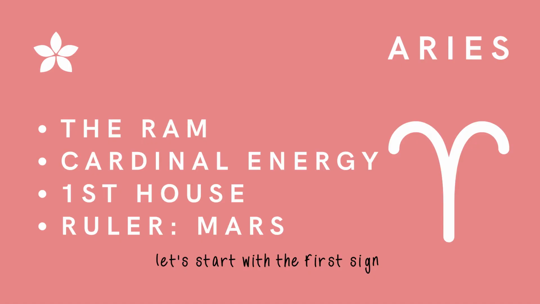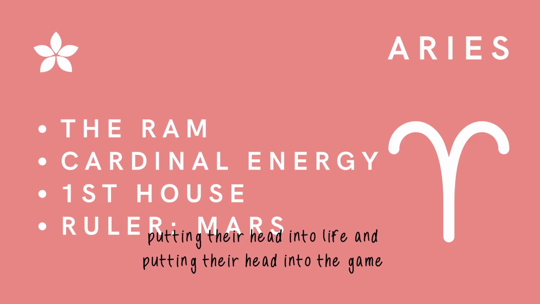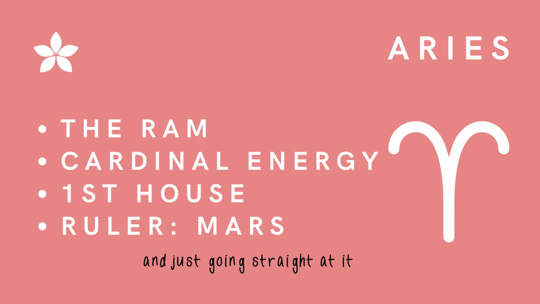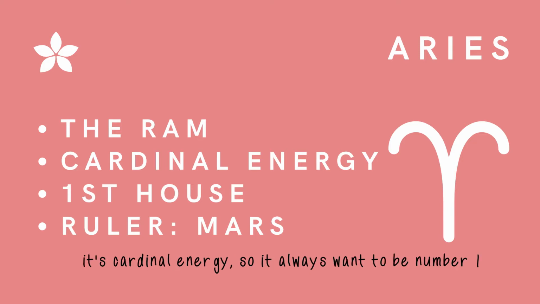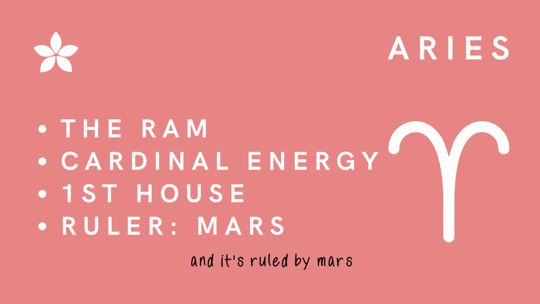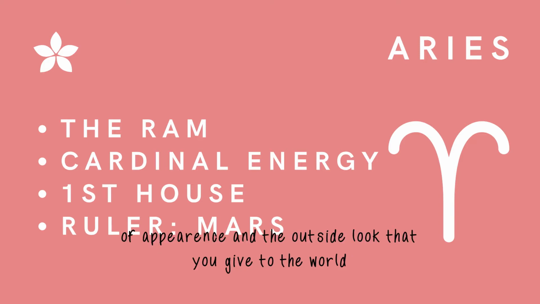Let's start with the first sign, which is Aries. The symbol of Aries is the ram, and it rules the head. So if you can imagine an Aries basically putting their head into life and putting their head into the game and just going straight at it. It's cardinal energy, so it always wants to be number 1, and it's ruled by Mars and it falls into the first house of the appearance and the sort of the outside look that you give the world.